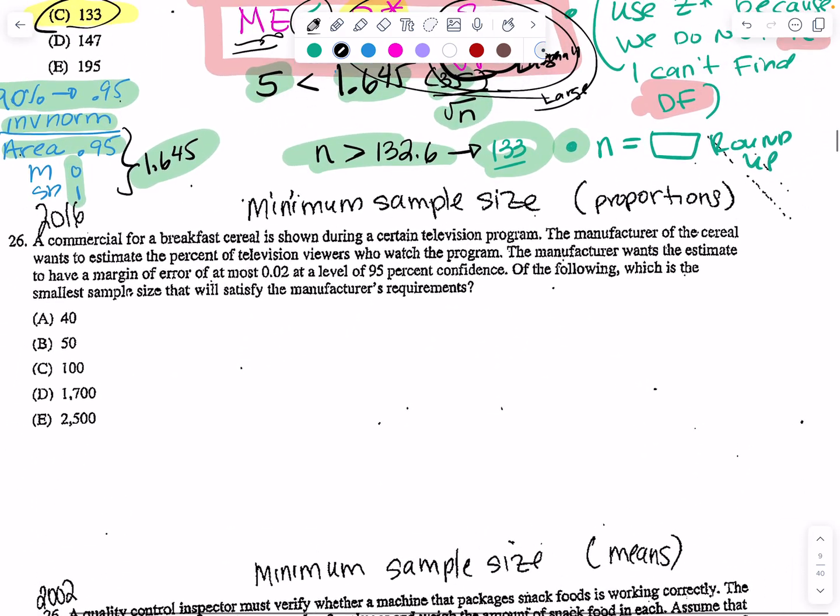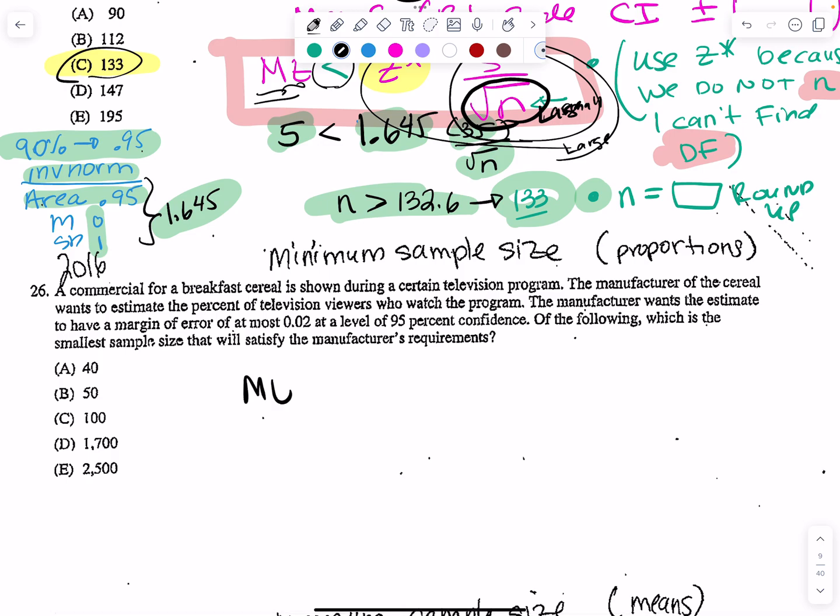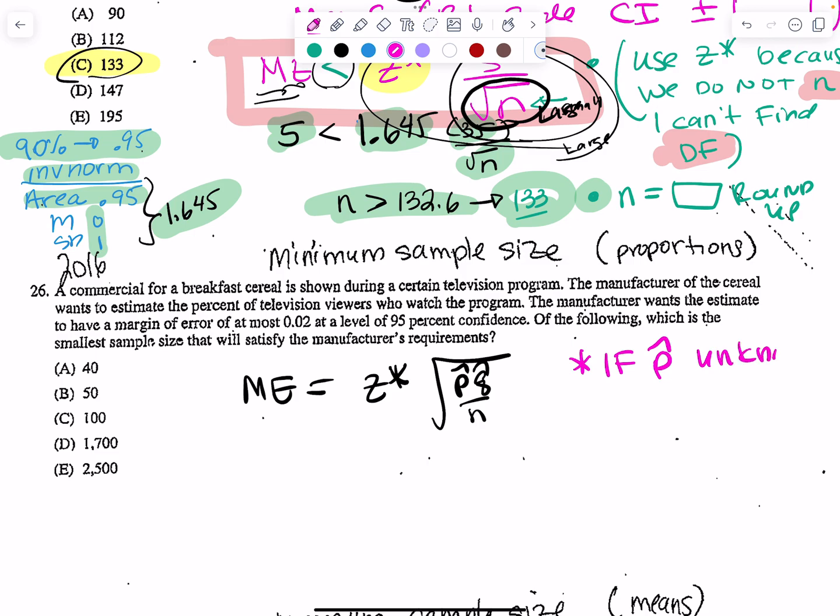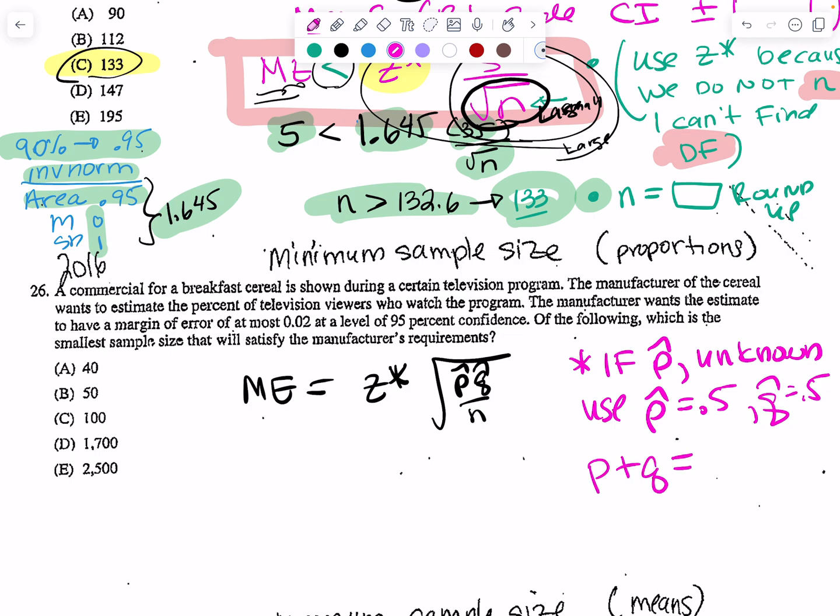Okay, so for minimum sample size for proportion, it's margin of error equals z star times square root of p hat q hat over n. And if you do not know p, if p hat is unknown, use p hat equal to 0.5, and of course, q hat equals 0.5. The reason being is because that's what we call a worst case standard deviation, because it's the biggest standard deviation I can get when p plus q is equal to 1. The biggest product of pq is going to be 0.5 times 0.5. So that's why we use it as a worst case scenario.